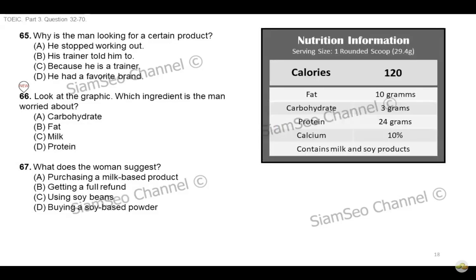Questions 65 through 67 refer to the following conversation and label.